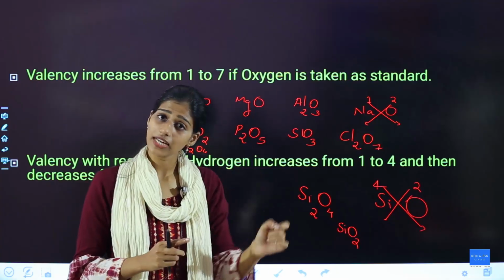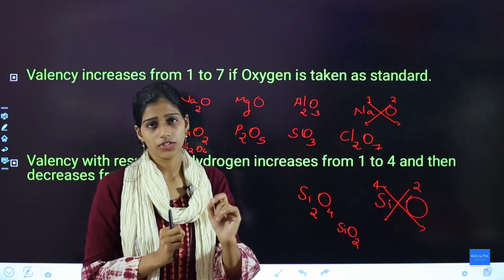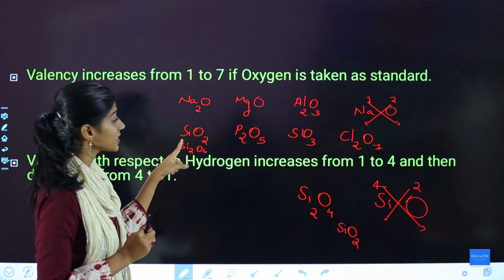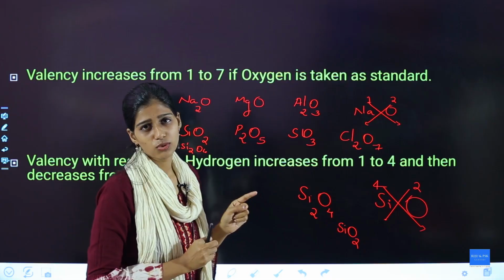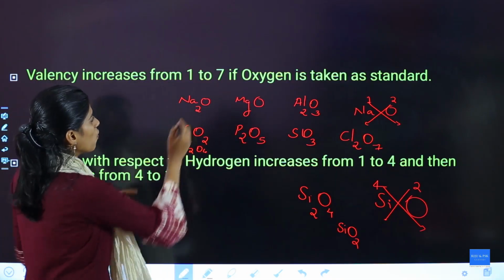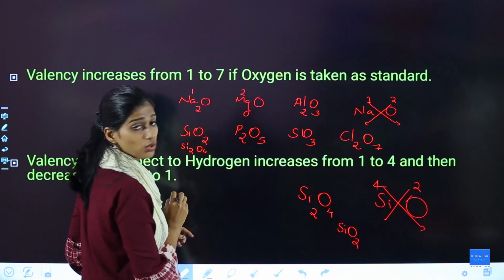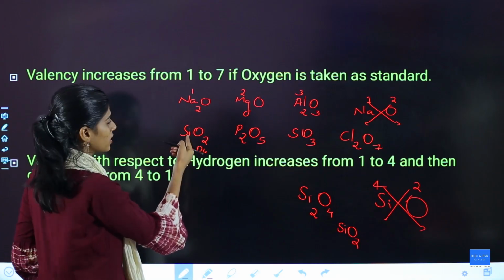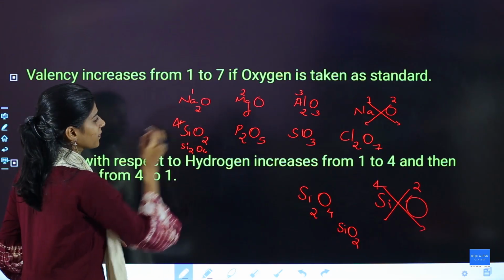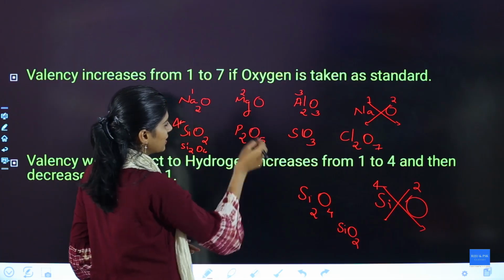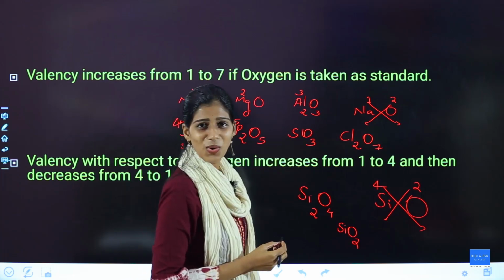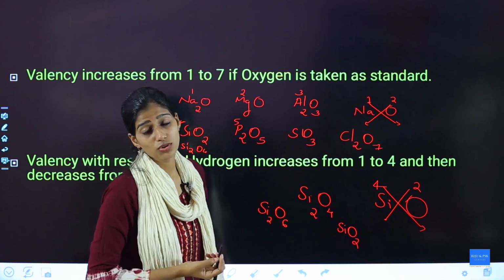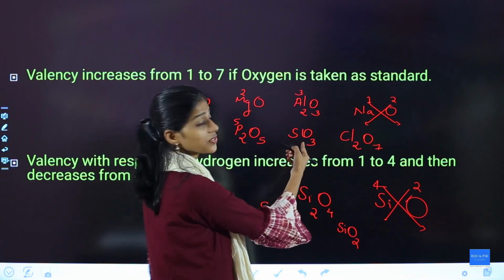What do you mean by oxygen as standard? You are considering their combination with oxygen. The combination of sodium with oxygen is Na2O. You have MgO, Al2O3, SiO2, P2O5, SO3 and Cl2O7. You can see that sodium has a valency of 1, magnesium 2, aluminium 3. Silicon was actually Si2O4, so silicon has a valency of 4. Consider P2O5: just interchange, and you get a valency of 5. Consider SO3: it was basically S2O6, because sulfur belongs to the 16th group. So it is S2O6, which is written as SO3.